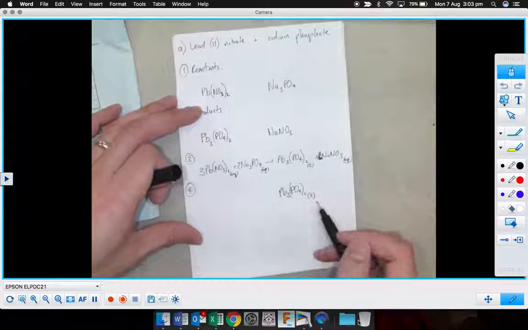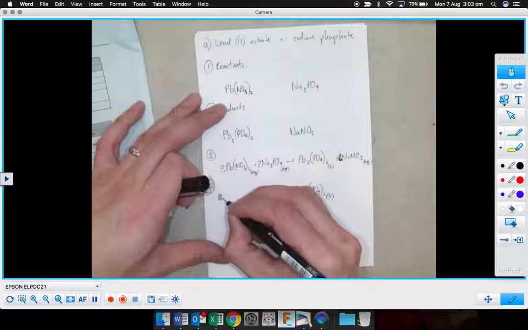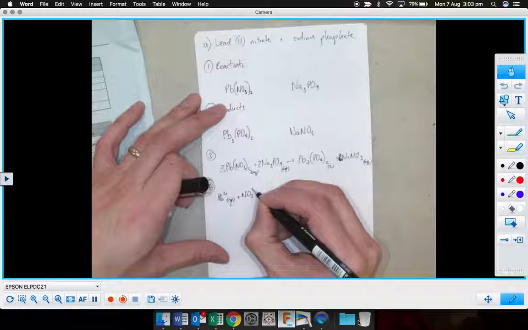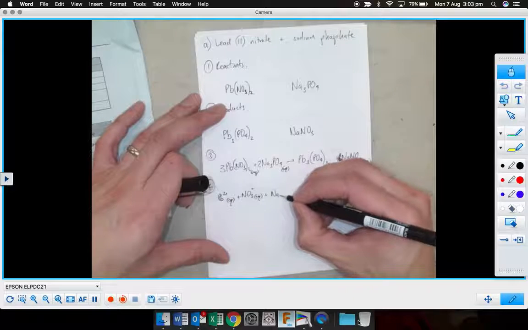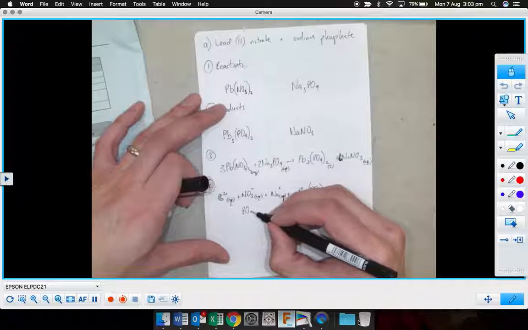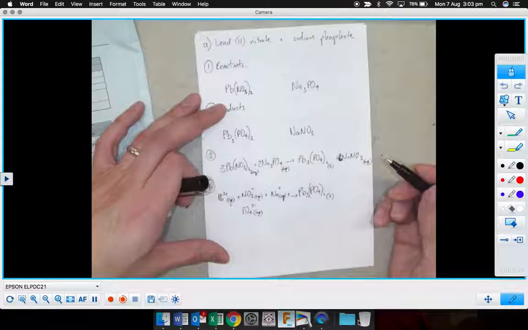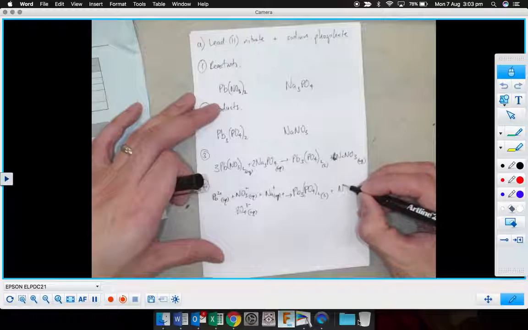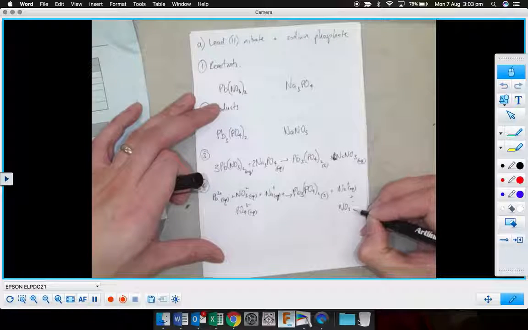Now that we know that this one is solid, all the rest of them can be turned into ions. So we go Pb2+ aq and NO3- aq plus Na+ aq plus, and we'll have to write it over here, PO4 3- aq goes to Pb3(PO4)2, lead phosphate solid, and sodium ions aq and nitrate ions aq.